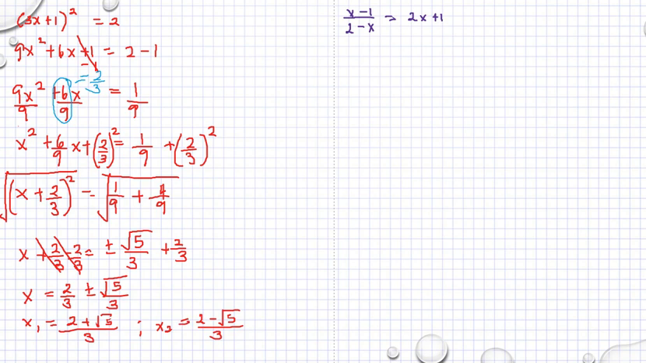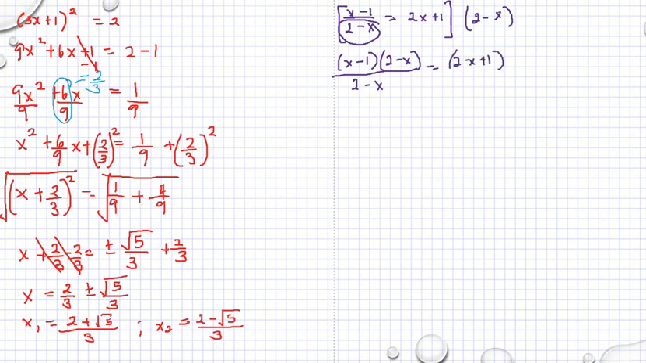Okay, I think this is the last example that I'm going to discuss. What you're supposed to do here is that you need to multiply all the terms by the common denominator. This is our least common denominator. So we multiply that, 2 minus x, all terms. So we have x minus 1 multiplied by 2 minus x divided by 2 minus x is equal to 2x plus 1 multiplied by 2 minus x.